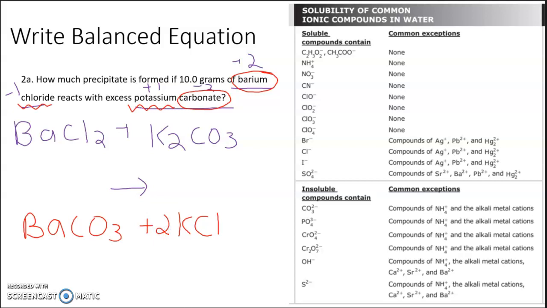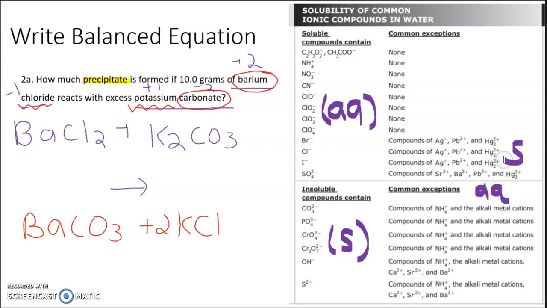Now, I used my context clues and I saw the question asks for how much precipitate is formed. That is when you have two solutions that mix together and form a solid. So you need to go to your solubility rules. These are the solubility rules that I'm using. All of these compounds in the top box are soluble. That means they are aqueous. They dissolve in water. These at the bottom are insoluble. They are solid. They don't dissolve in water unless they're paired with an exception, and then they are aqueous. And if any of the aqueous are paired with an exception, then they are solid.